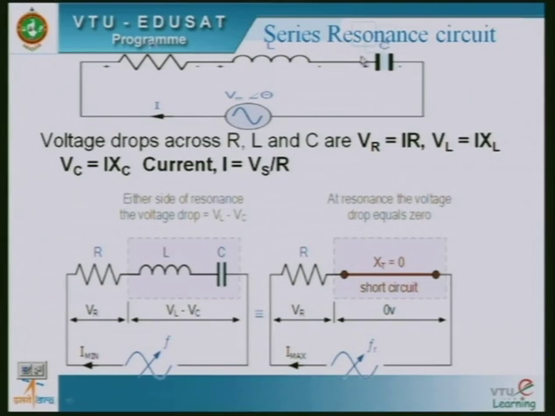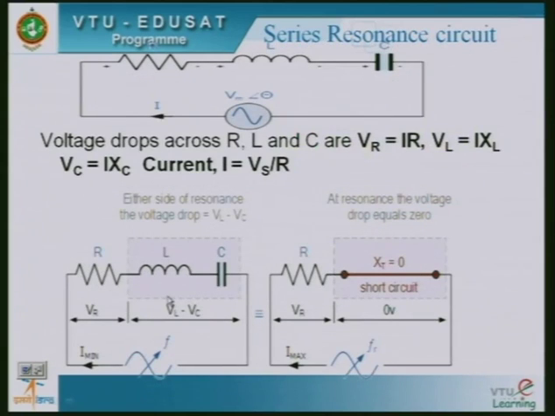Similarly, the same current flows through the capacitance. This capacitance will have the capacitive reactance. The voltage across the capacitance is I into XC. The total or maximum current can be calculated as the supply voltage divided by the resistance, Vs by R. This is a typical RLC series circuit.